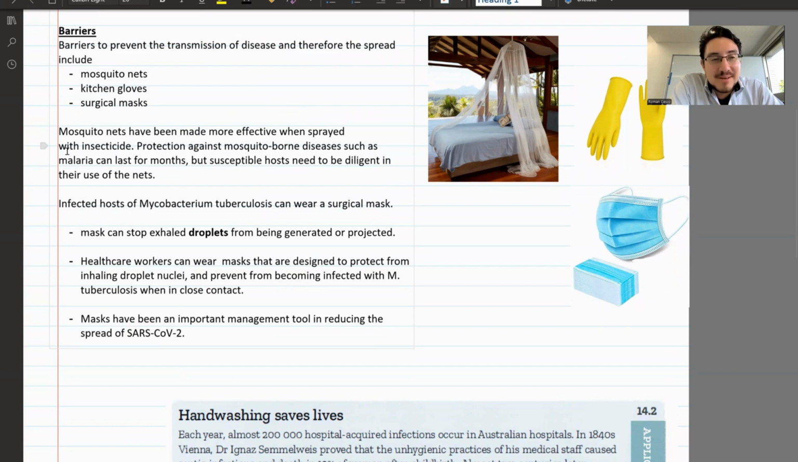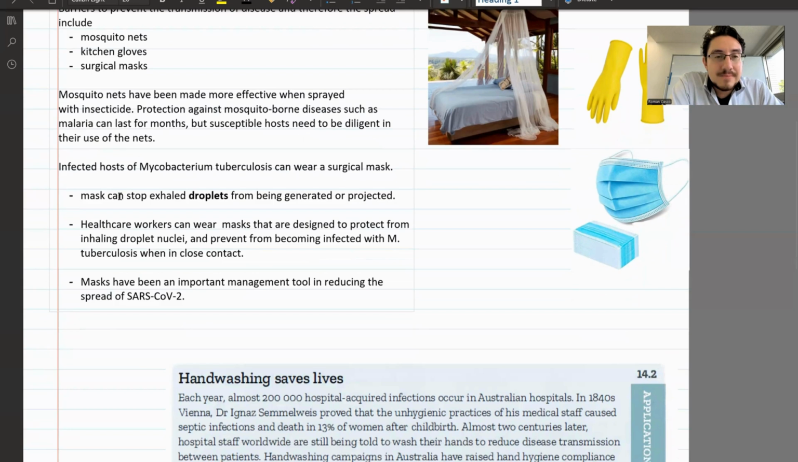Anyways, mosquito nets are more effective when sprayed with insecticide, definitely, right? So you have the physical barrier and you have a chemical protection there, right? These diseases like malaria can last for months, right? Susceptible hosts need to be diligent, right? So especially if you're living in these areas, you need to be able to prevent yourself from getting infected, right?